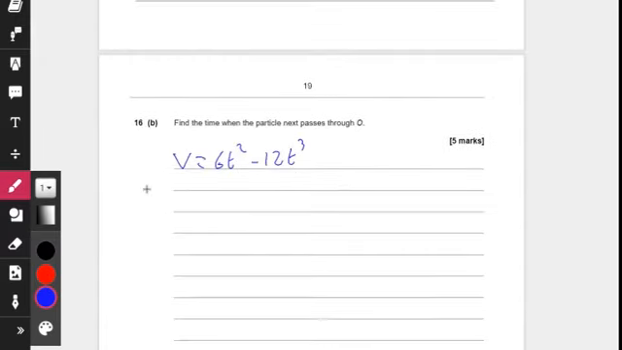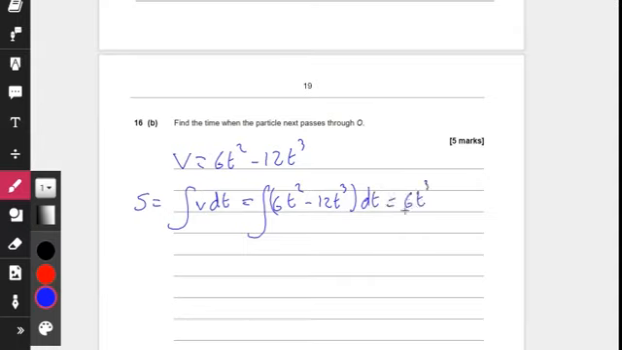So that's integrating. So s equals the integral of v dt, which equals the integral of 6t squared minus 12t cubed dt, which equals 6t cubed over 3 minus 12t to the 4 over 4, and then we've got plus c. Always remember that plus c. That gives us 2t cubed minus 3t to the 4 plus c.